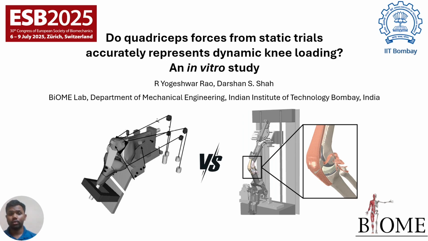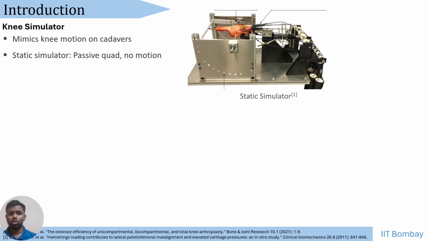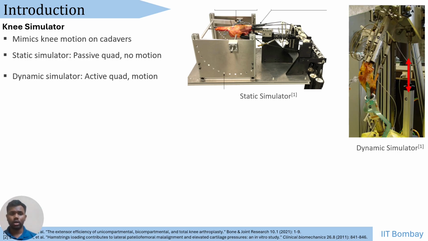In this in vitro study, we will investigate how quadriceps forces affect static versus dynamic trials under identical loading conditions. So, a knee simulator mimics knee motion on cadavers. There are two types of knee simulator: the static simulator, which applies a passive quadriceps load with no knee motion, and the dynamic knee simulator, which uses an active quadriceps load with knee motion.